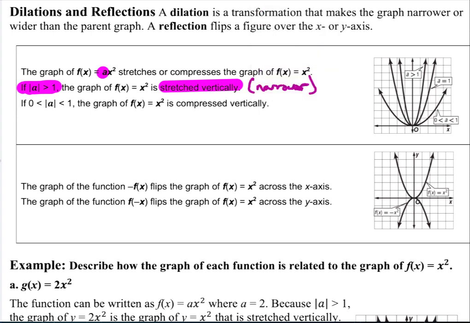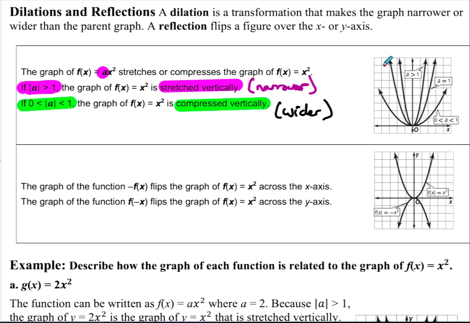If a is in between 0 and 1, so a decimal or a fraction, it's going to get compressed vertically, which is another way of saying it's going to get wider. Because think of like a kickball in gym. If you sit on it, you're squishing it, you're compressing it down, it's going to get wider as it squeezes out to the side.